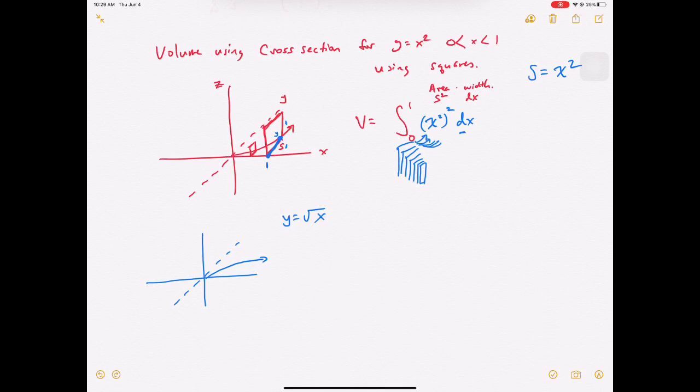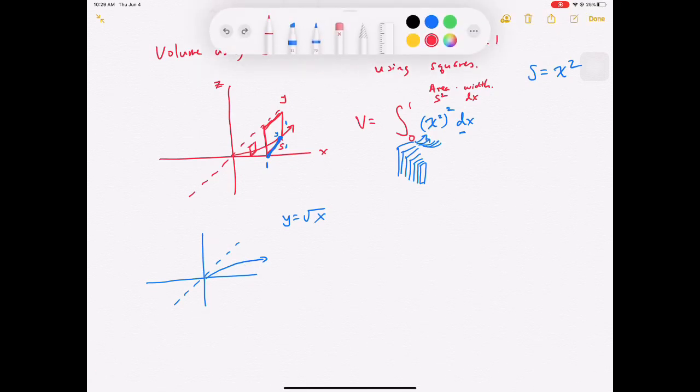To build a square, let me use a different color here. My square is going to come popping up, since it's a square. Okay, and we're going to build infinitely many of these. And when I stack them together, it's going to give you this curved object here.